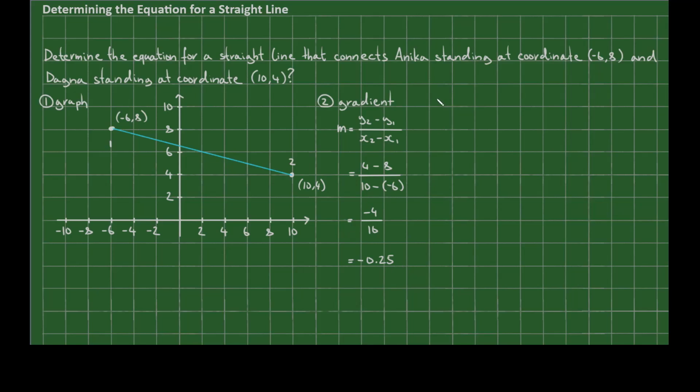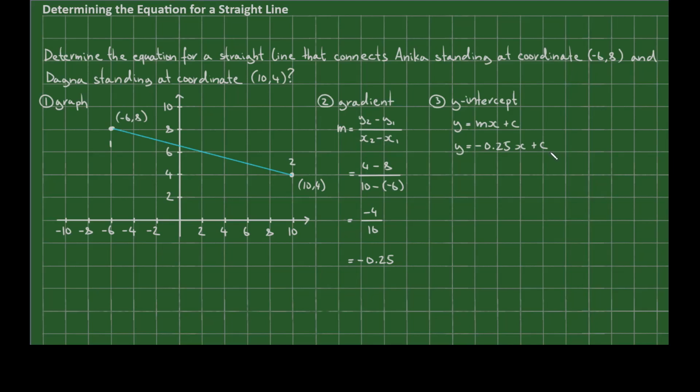The third step is to determine the y-intercept. I'm going to start by giving the general equation for any straight line. Y equals mx plus c. For this particular line, I already know the gradient, and so I can write y equals -0.25x plus c. In order to determine the value for c, I need some values for y and x.